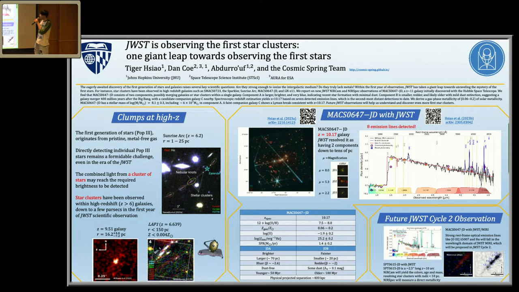And in the NIRSpec spectroscopic data, we can confirm the spectroscopic redshift to be 10.17 based on 8 emission lines. And physical properties, including ionization parameters and also the metallicity, are all as expected from low redshift galaxies. And luckily, we are awarded a JWST Cycle 2 program, so we are going to observe these objects again using MIRI and also NIRSpec high resolution.